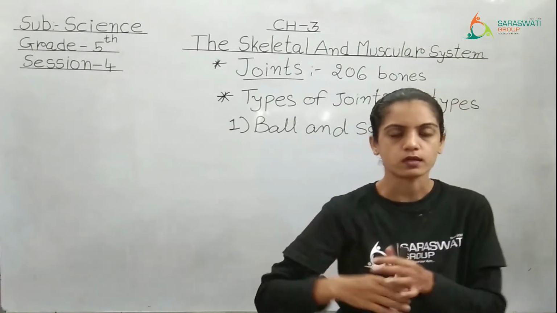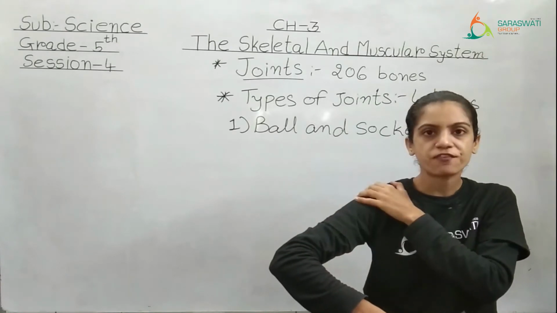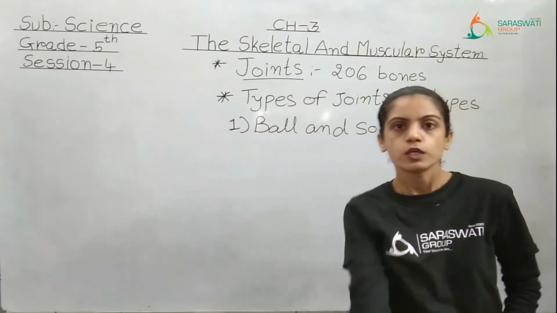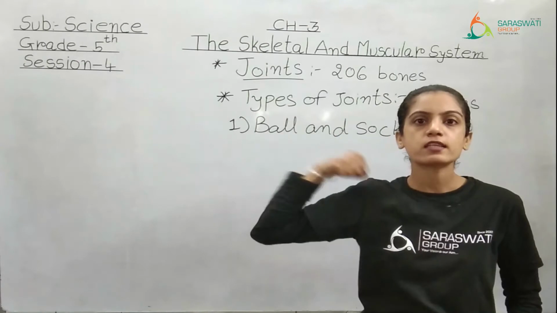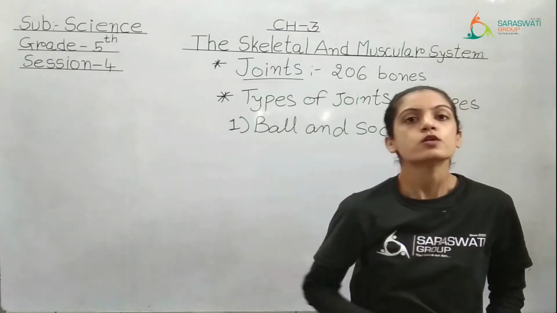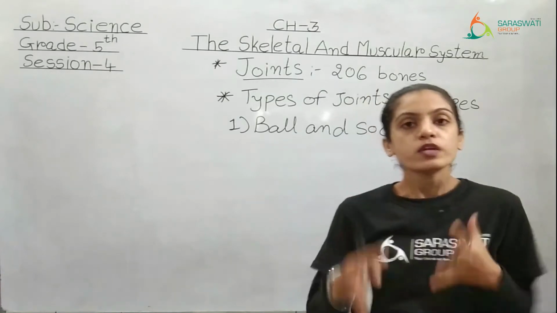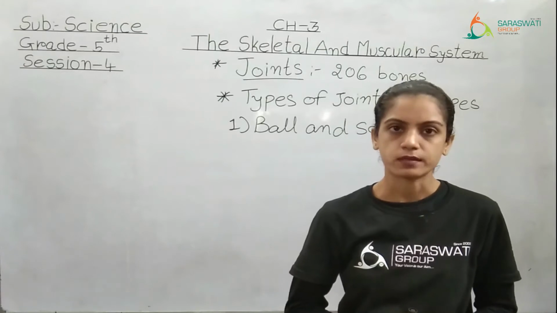Suppose this is the shoulder. It has one bone in which the arm is fixed. So you can rotate your hand like this, like this, and like this. What is that? It is because of this joint. Which type of joint is available? That is the ball and socket joint.